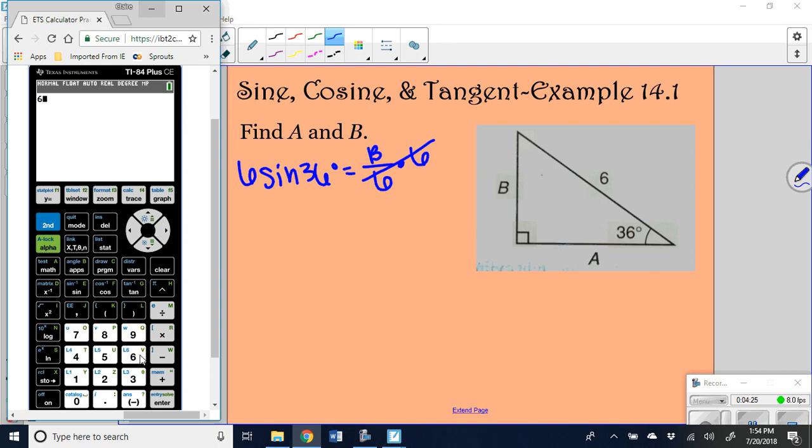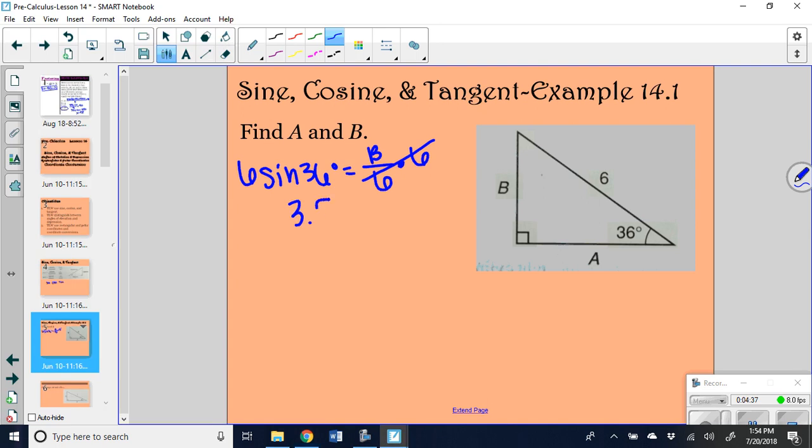So we're going to do 6 and then sine of 36. And that would give you, we're going to round to 2 decimal places, 3.53 for your B value. Okay. And then we're going to do our A value.